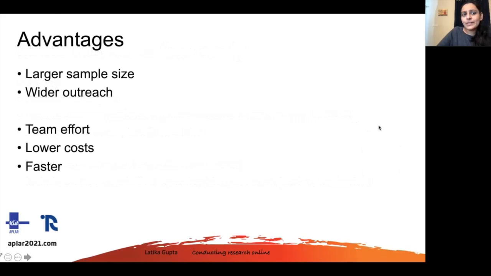So what happens with this? The typical advantages are we have a larger sample size. We're likely to gather many more patients, have a wider outreach, and it is a team effort. Definitely lowers costs and is a faster way of conducting research.